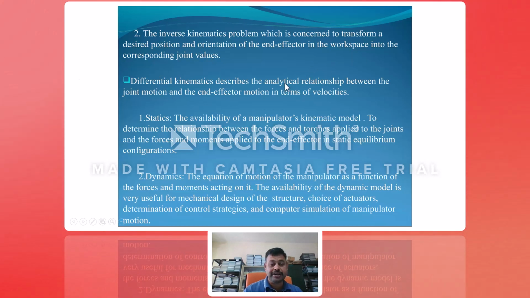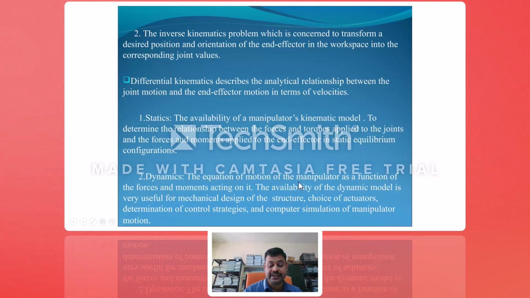The differential kinematics describes the analytical relationship between joint motion and end effector motion in terms of velocities, which we already discussed. Then you have statics and dynamics. You know the basic difference. Here in statics, to determine the relationship, forces and torque applied to the joint, forces and moment applied to the end effector in static equilibrium configuration, whereas here it is in dynamic movement.